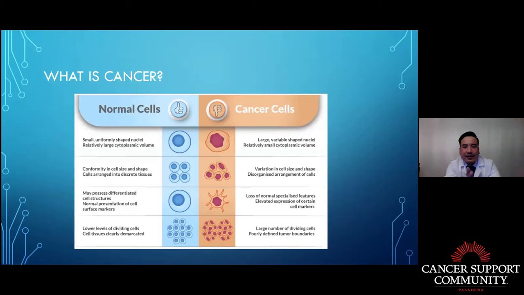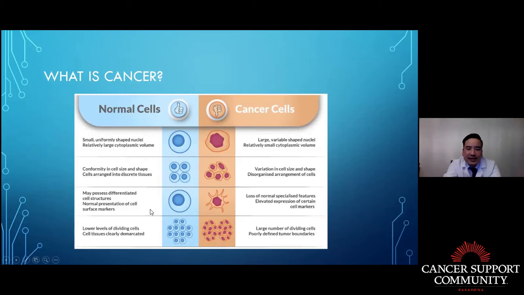So what is cancer? On the left, we have normal cells, and on the right, we have cancer cells. So normally a cell, I'll direct you to the most left right here, this dark blue is the nucleus, and this outer circle is the complete cell. So usually they're small, they're uniformly shaped, and there's a lot of what we call cytoplasm, which is this fluid that's outside of the nucleus. So usually the cells have very good structure. You see there's a very orderly alignment here.